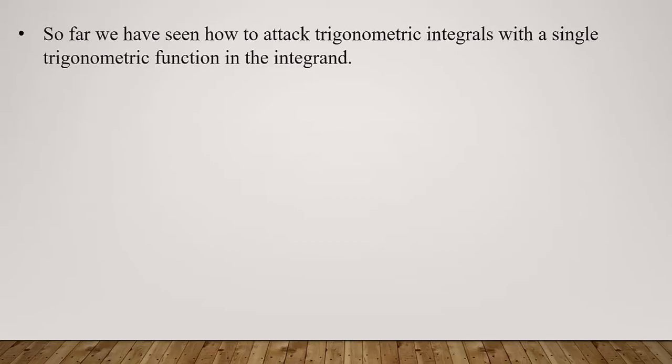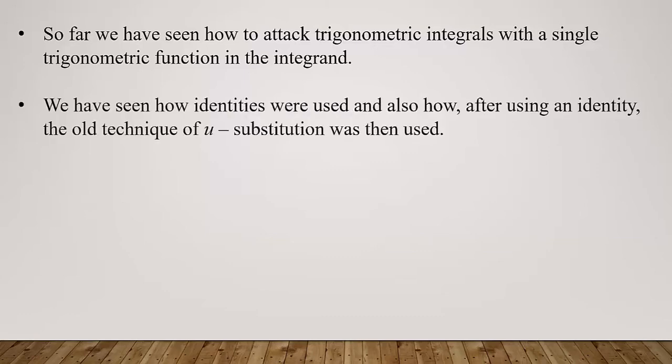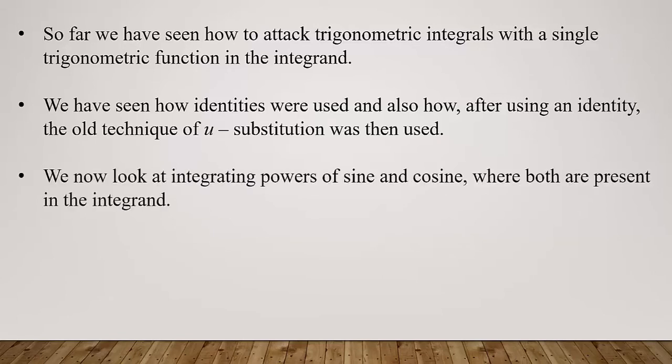All right, so hopefully you saw in that last example, we made use of the power reducing identities, and it wasn't too bad. As I mentioned, so far we've seen how to attack trigonometric integrals that had a single trig function in the integrand. And we've seen how identities were used, and also how after using an identity, the old technique of u substitution came out and was used. We're now going to look at integrating powers of sine and cosine where both are present in the integrand.